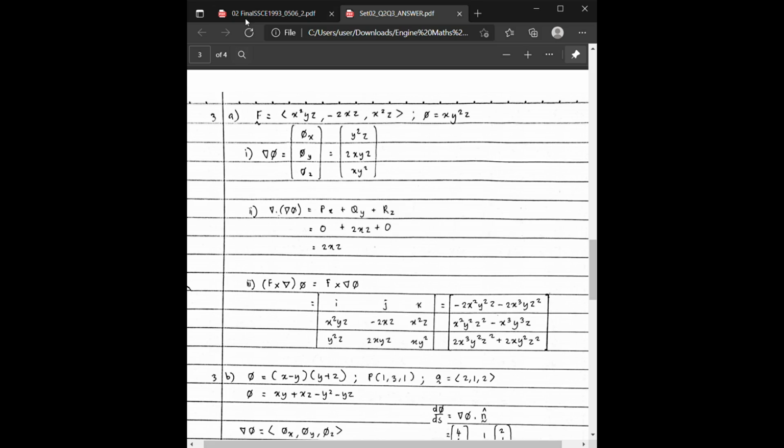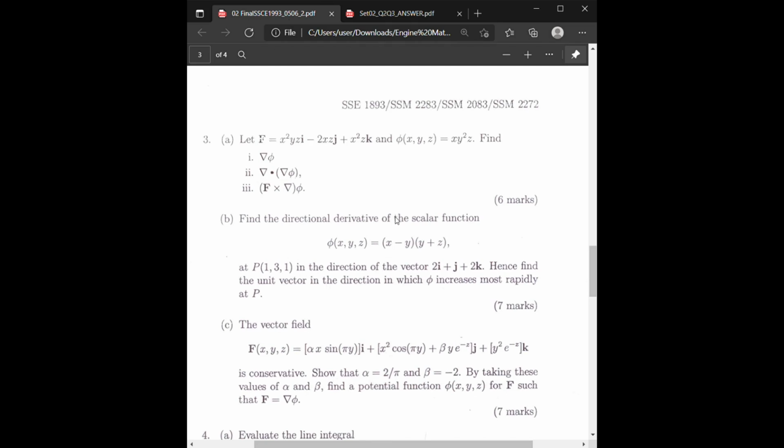Okay, moving on to question 3. Question 3 is on integral. So the first one, 3a, gives us the f equation and our gradient in x, y, and z. It asks us to find the del gradient, the dot product, and also the cross product.